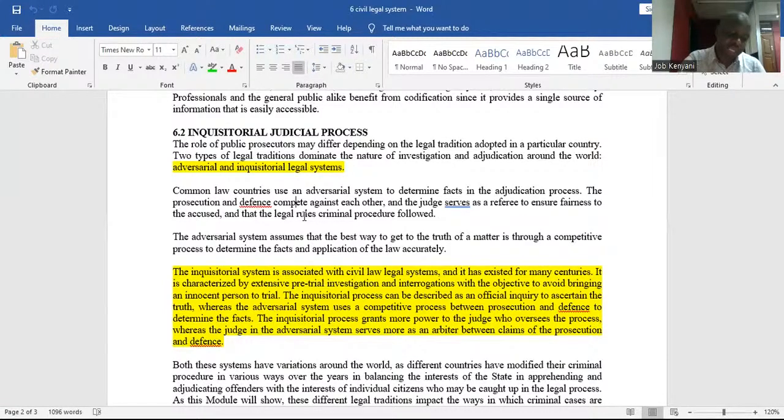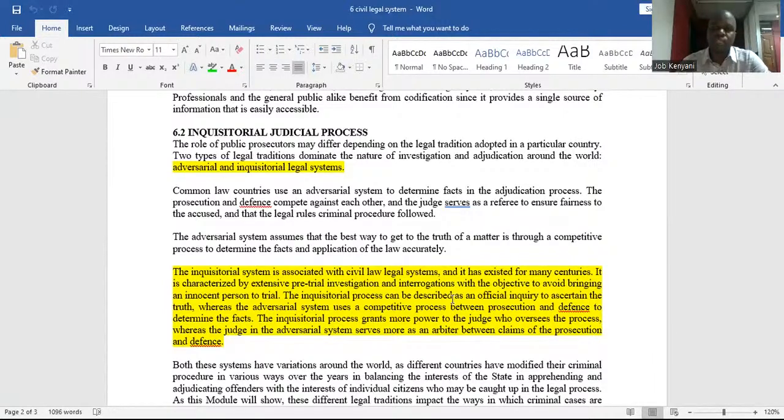Under adversarial, which is applied under a common law system, the defendant and the plaintiff, or the parties before the court, are given the liberty to present their evidence and argue the facts by themselves before the court. That's why under the adversarial system it uses a competitive process, as if the parties are competing. The one who is able to present the best evidence, and argue out his case, is the one who will win the case. So they just compete.